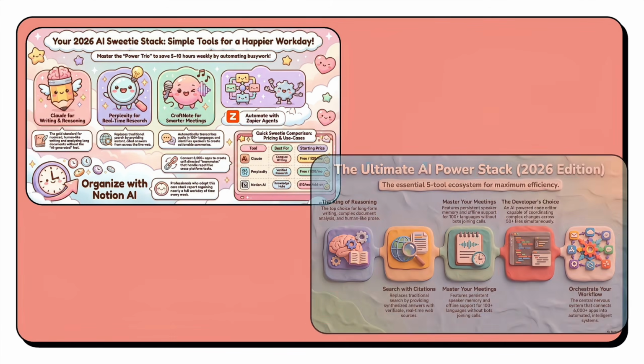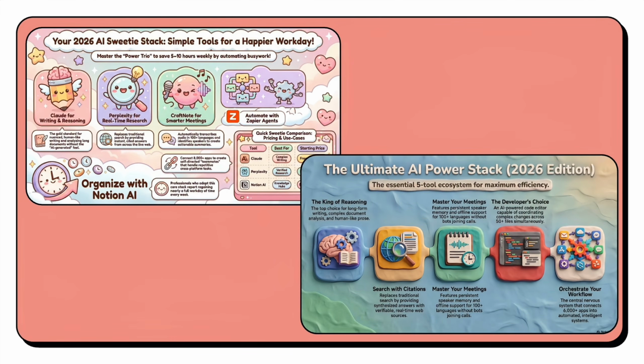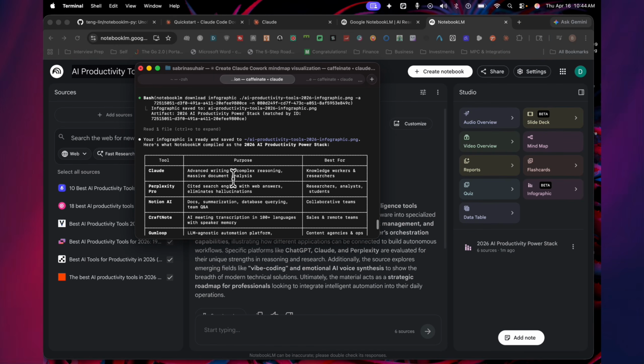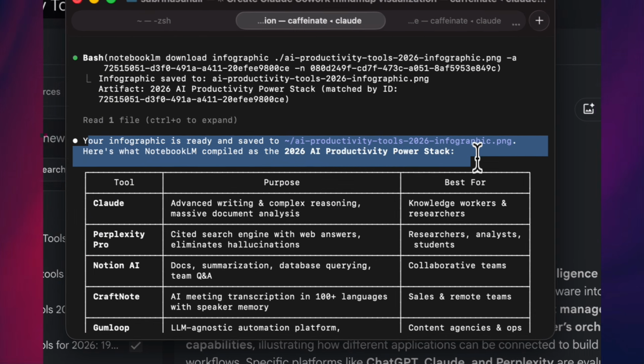And this is with zero customization. Of course, you can always refine things later, add your brand colors, and adjust the style. But the base output is already really strong. Once the infographic is created, you can find it directly in your Downloads folder on your local machine.